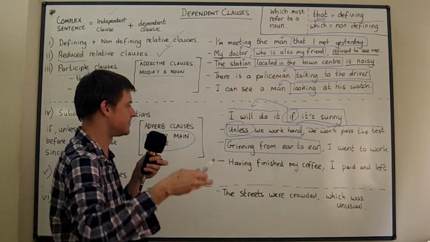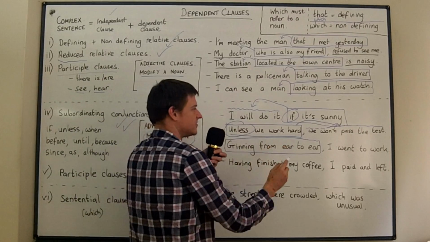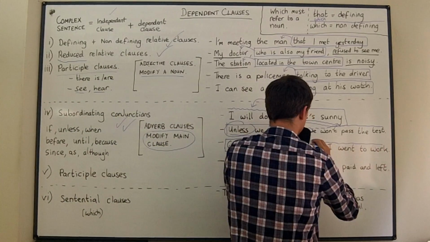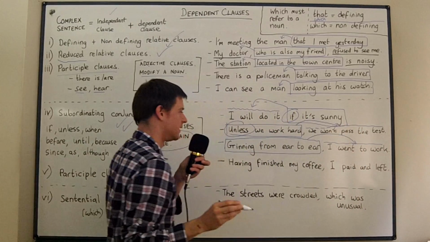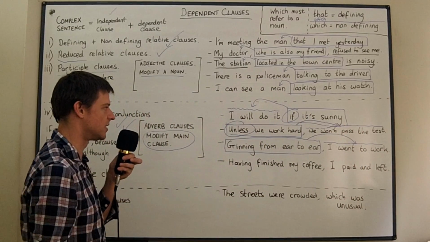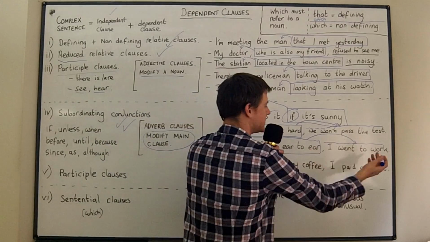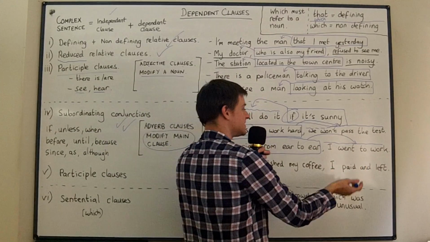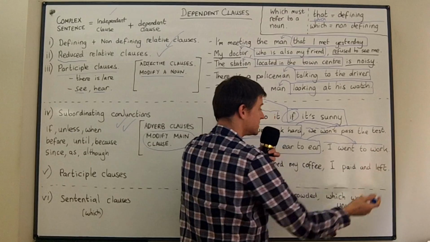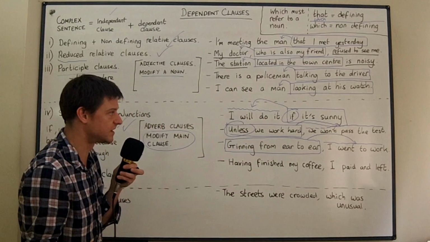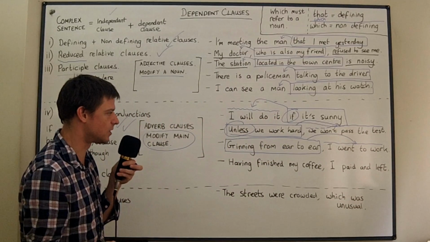It's very similar because it's modifying all of this clause. It's modifying the whole of "I went to work." It means that these two actions happened at the same time. I was grinning from ear to ear while I went to work. That's really what it means. So, grinning from ear to ear, I went to work.